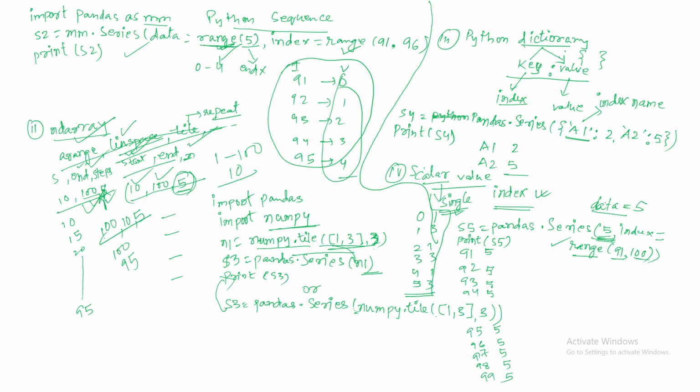Now Python dictionary. Dictionary's bracket is curly braces, and a dictionary has key with value, and each key with value is separated by a colon. So in this series, the key will convert to the index, and the value is the value only. Look here, this is the program. Scalar value means a single value. So our data is only single, so here the index value must be provided whenever we are using a scalar value.